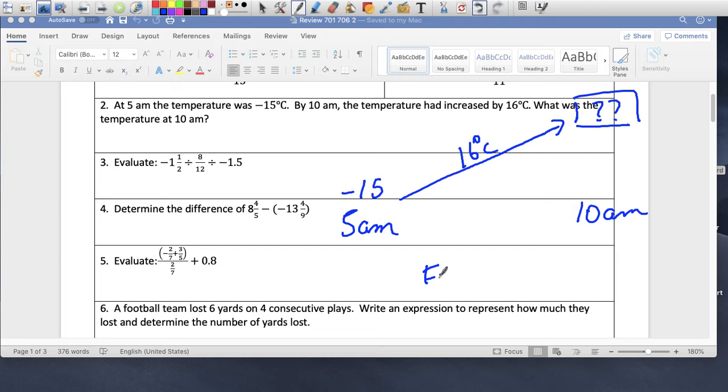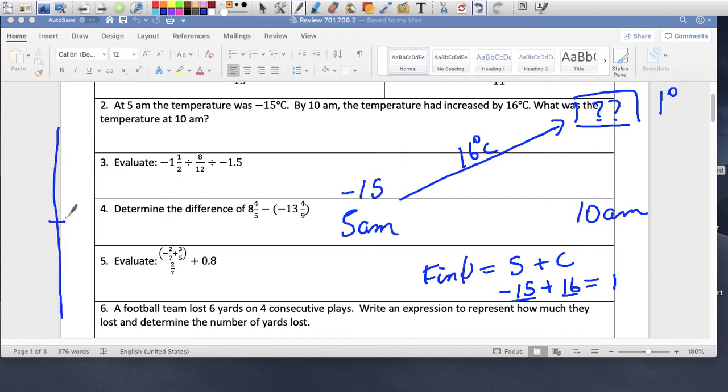Remember what final is, right? So final equals start plus change. So my starting temperature is negative 15, and my change is 16. Well, they're not friends, they're more positive. So final temperature is 1 degree. So at 10 a.m. it is 1 degree. So think about elevators. This is a nice elevator problem here. You're all the way underground, negative 15, all the way down there. And somebody asks you, I want you to go up 16 floors. Where would you land? Well, you would end up on the first floor.